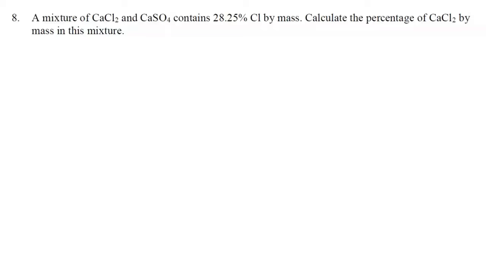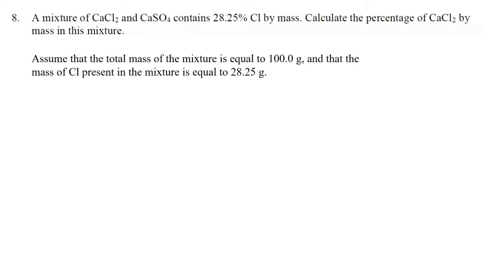Okay, this is number 8. A mixture of CaCl2, calcium chloride, and CaSO4, calcium sulfate, contains 28.25% chlorine by mass. Calculate the percentage of calcium chloride by mass in this mixture. So let's assume that the total mass of the mixture is equal to 100 grams. That way the percentage, 28.25, is now the grams of chlorine present in this mixture.